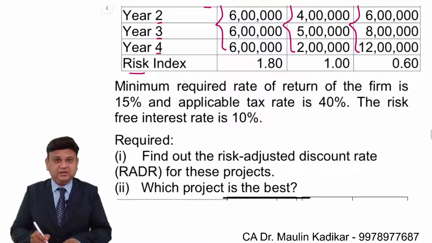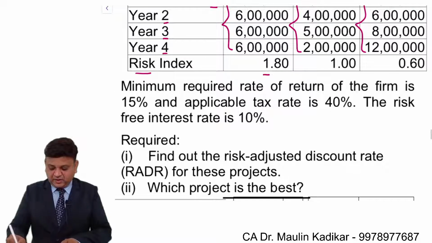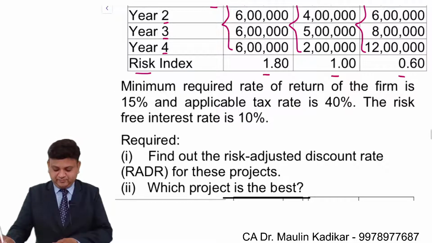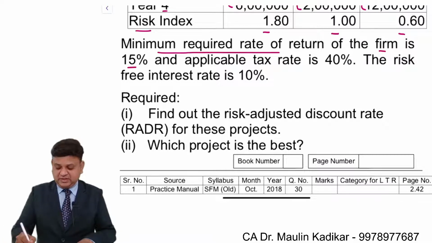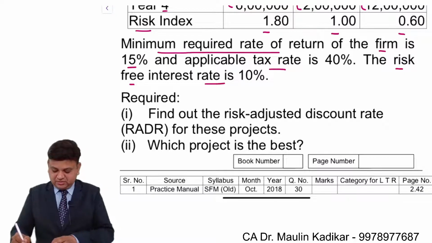Risk index is given: 1.8, 1 and 0.6. Minimum required rate of return of the firm is 15%. Income tax rate is only 40%. Risk-free interest rate is 10%.